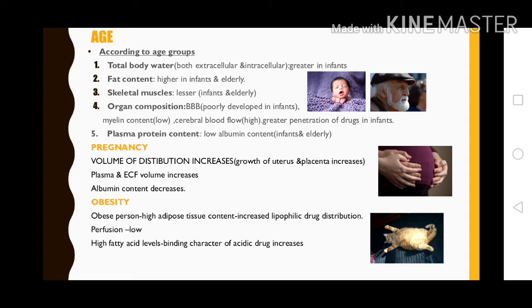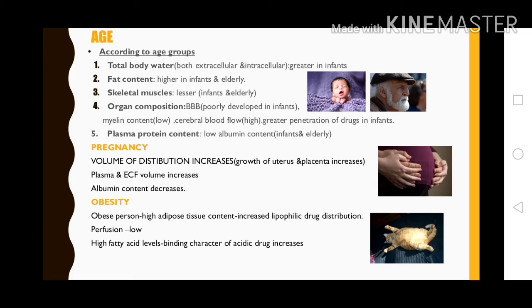So moving with the first, which is age. It is classified according to the age groups. Total body water is greater in infants, so the distribution naturally increases, while the fat content is higher in infants and the elderly. So there is a possibility that highly lipid soluble drugs or acid drugs distribute faster.